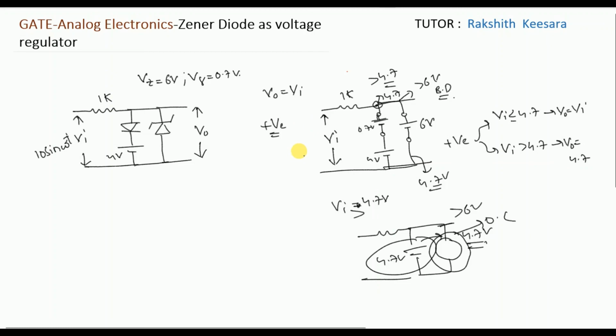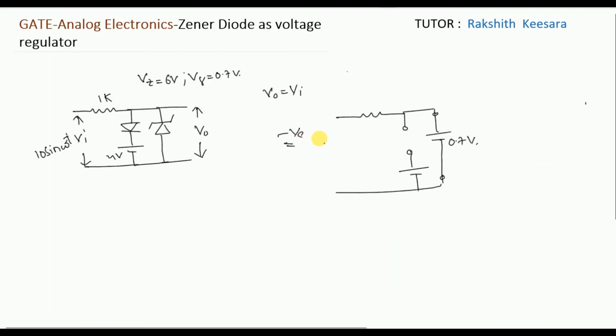While coming to negative cycle, this is the equivalent circuit of negative cycle guys. This is the Vi applied. So here will be minus, here will be plus. Since we are applying negative to the P type of the diode, this diode will remain in the off state. And we are applying negative to the N type of the Zener diode. So this Zener diode is forward biased now. Its equivalent circuit is like this.